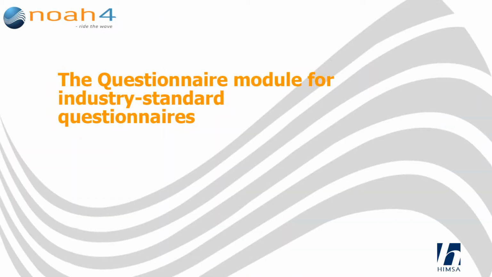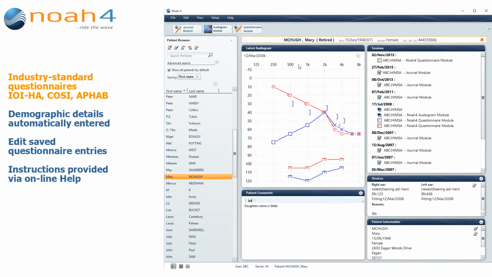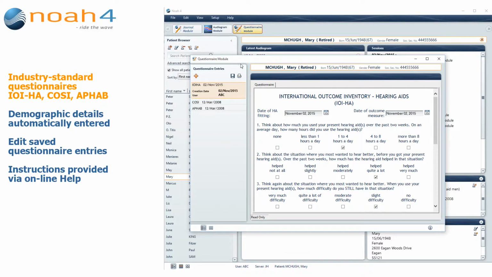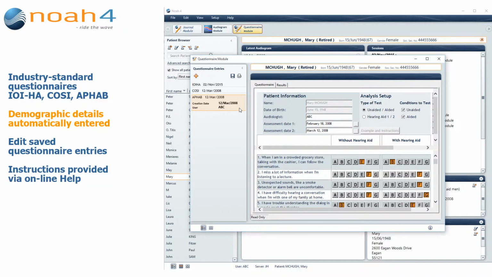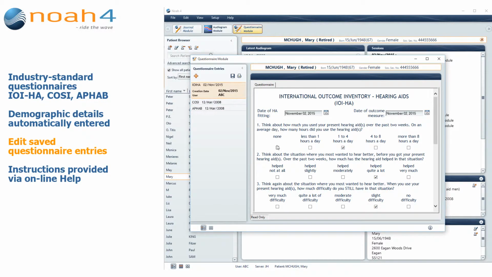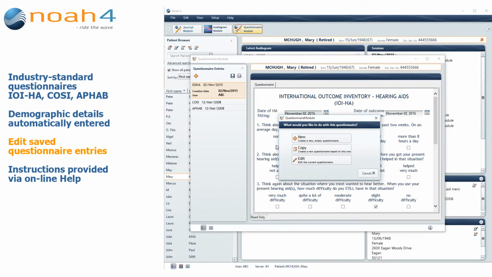The questionnaire module allows you to fill out, store and retrieve the industry standard questionnaires, IOIHA, COSI, and AFAB. The questionnaires automatically enter patient demographic details and NOAA user information. You can edit saved questionnaires. Simply begin typing in an existing entry. Complete instructions and academic references are provided for each questionnaire via online help systems.